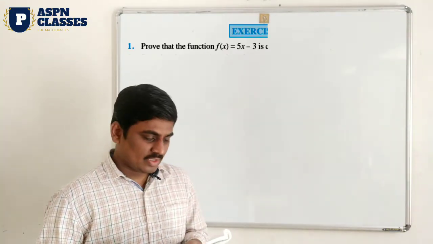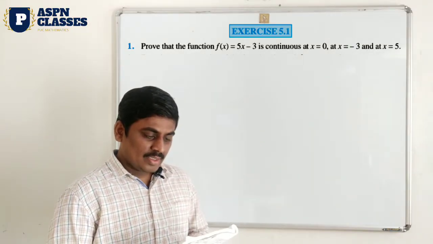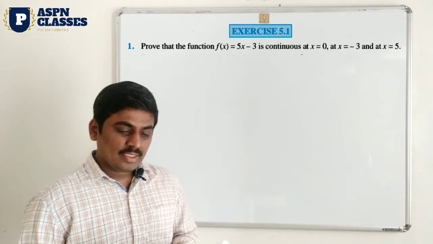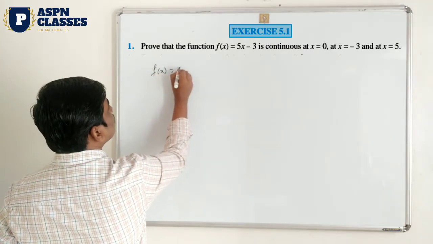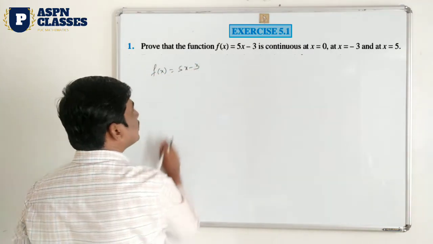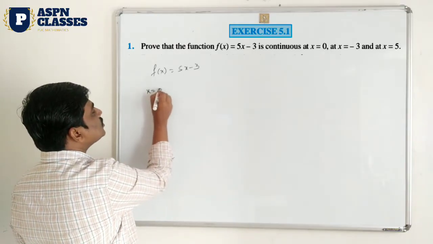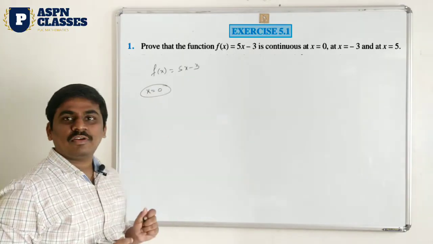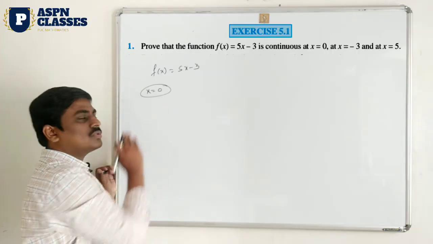Observe your first example: show that the function f of x equals 5x minus 3 is continuous at x equals 0, at x equals minus 3, and x equals 5. f of x equals 5x minus 3. Right? So in this case, first you check x equals 0. You have to prove that the function is continuous at all of these 3 points. First point, you take x equals 0.